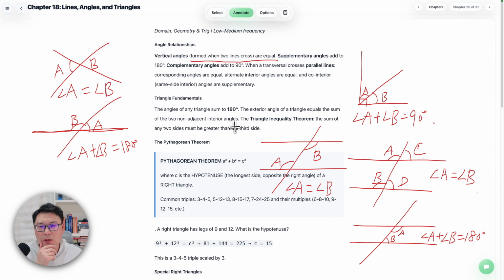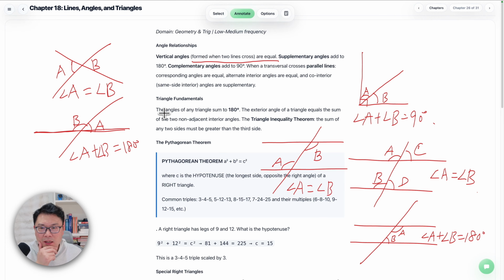And then the triangle rule. If you have a triangle of any type, the sum of the three angles is going to be 180 degrees. All right.